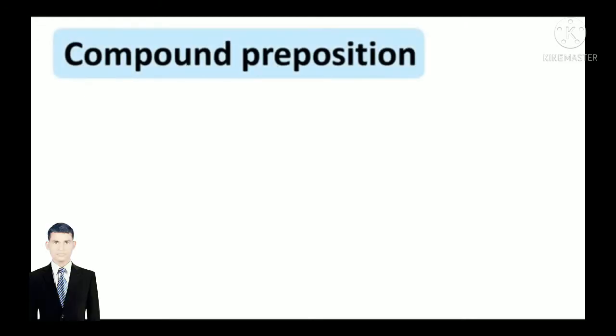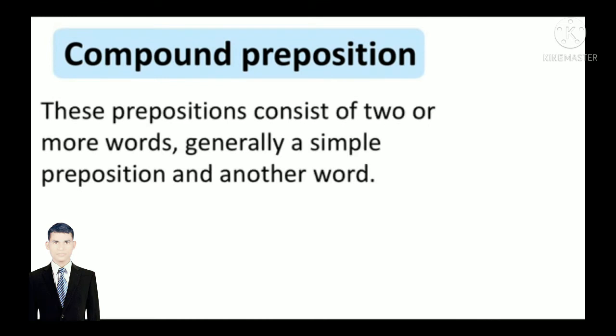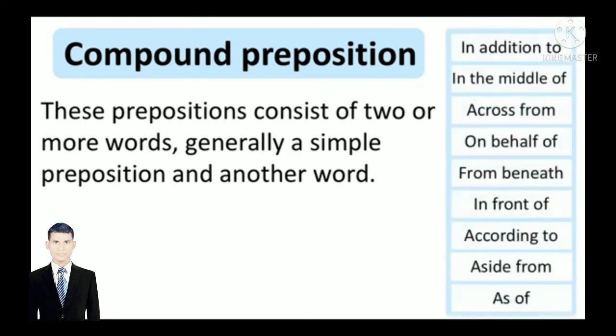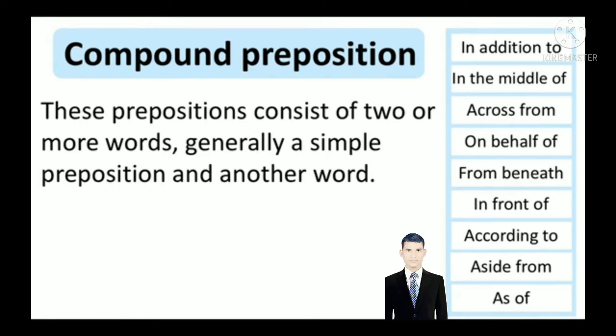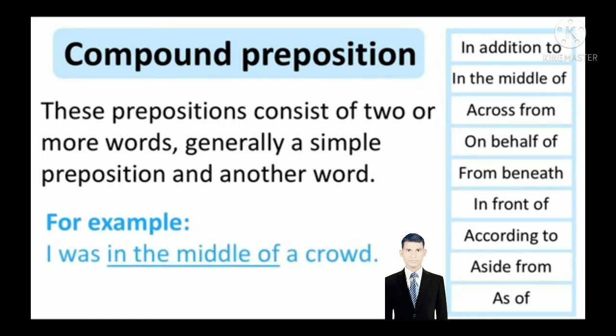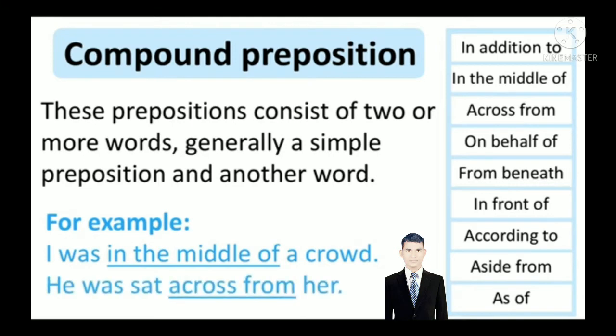Compound preposition. These prepositions consist of two or more words, generally a simple preposition and another word. This includes in addition to, in the middle of, across from, on behalf of, from beneath, in front of, according to, aside from, as of. For example, I was in the middle of a crowd. He was sat across from her.